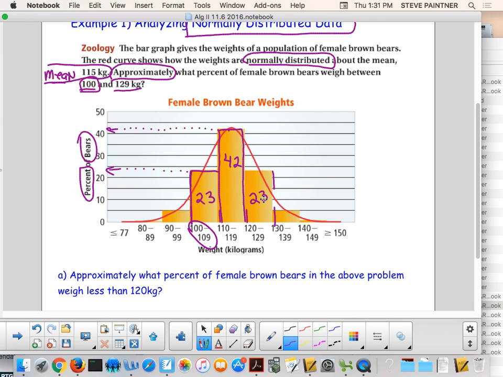So now you can say, I think from 100 to 129, what percent of the brown bears fall in there? What are you gonna do? Add them up and get what? 23 plus 23 plus 42 makes 88. Okay. We think about 88%. And that is kind of guessing.